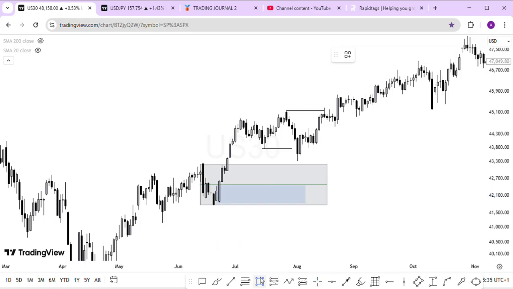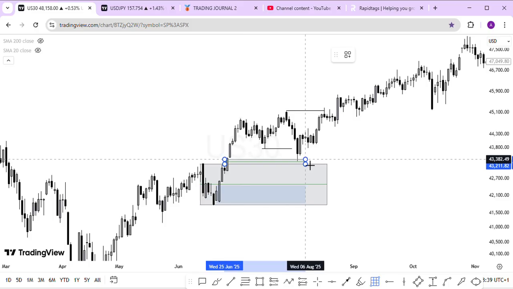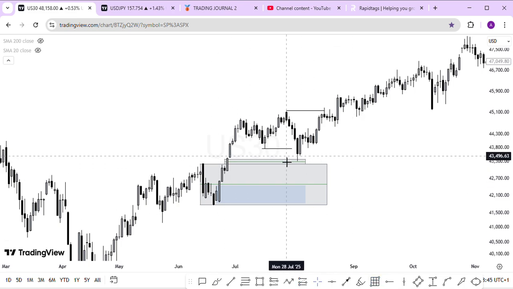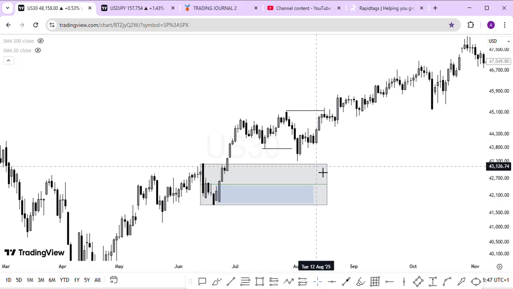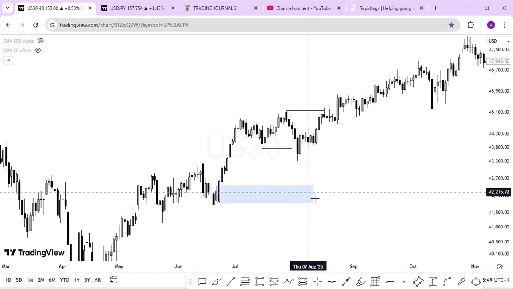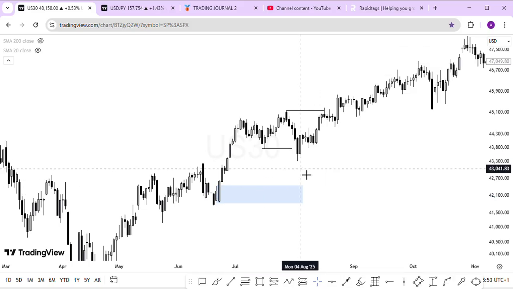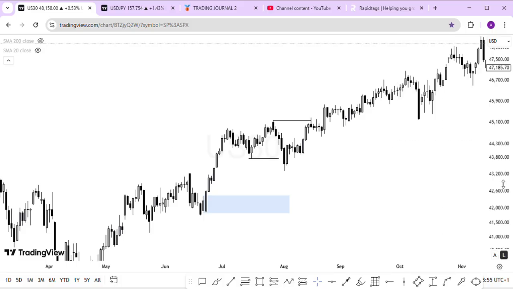In fact, the market can also mitigate what we call the fair value gap. You can see the market mitigate this fair value gap. So it doesn't matter. What matters is the market comes back for liquidity. If you're lucky, the market mitigates your POI, then you can have a trade. And if it doesn't, you have nothing to lose. The market is just doing its thing.